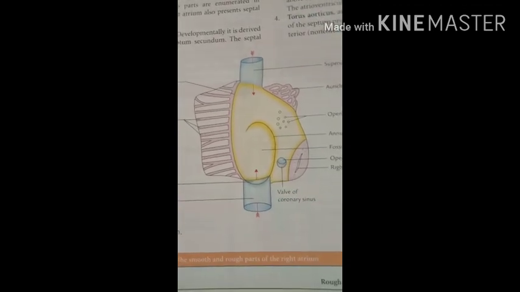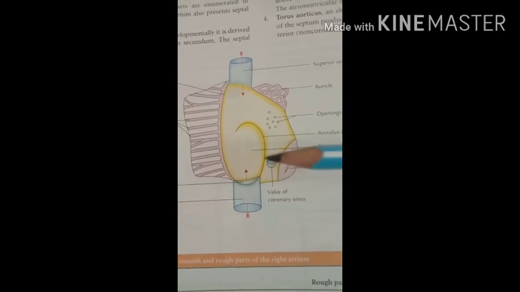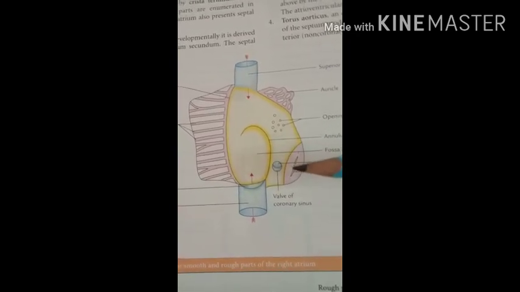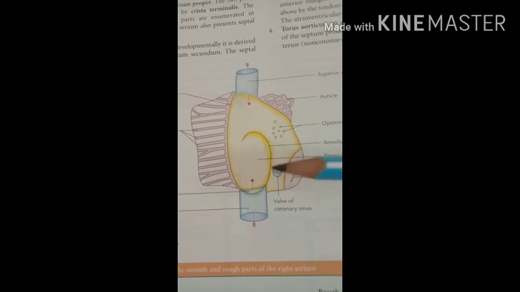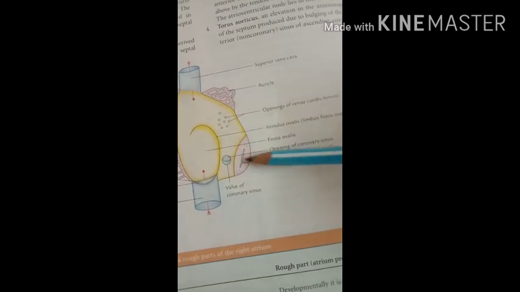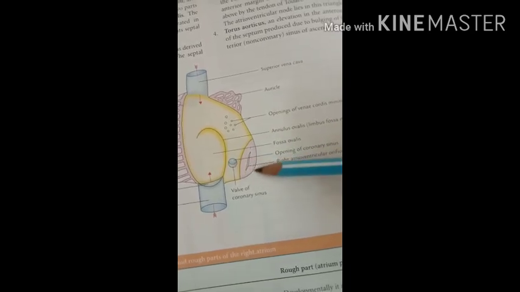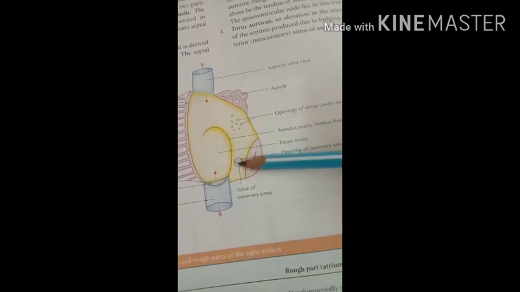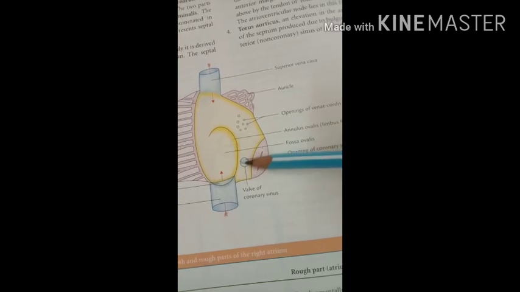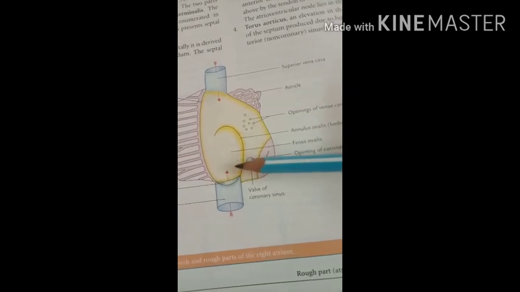Then the coronary sinus opens between the opening of the IVC and the right atrioventricular orifice. So here you can see the opening of the coronary sinus, and this is the right atrioventricular orifice. Between the IVC and the right atrioventricular orifice, the opening of the coronary sinus is present. The coronary sinus is guarded by a valve of the coronary sinus, which is called the Thebesian valve.